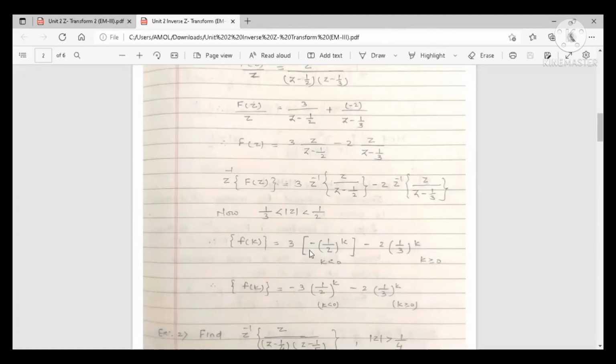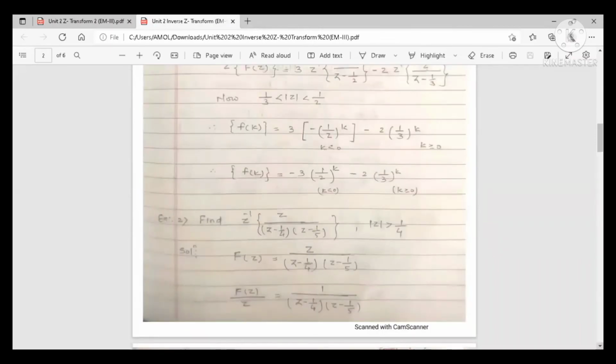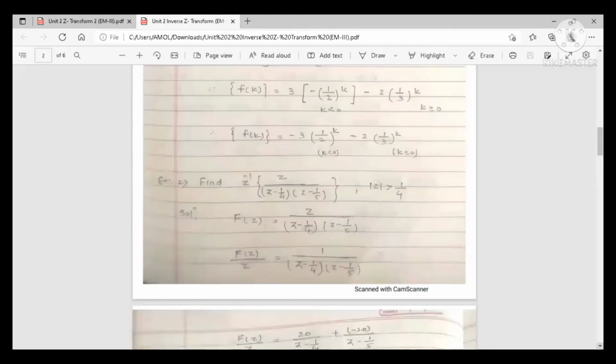Here we can take the minus sign common. So minus 3 into 1 by 2 raised to k minus 2 into 1 by 3 raised to k. For the first term, the condition is k less than 0. For the second term, k greater than or equal to 0. So this is the inverse z transform using the partial fraction method. The second example is here.